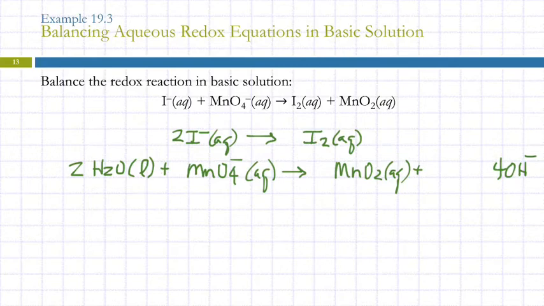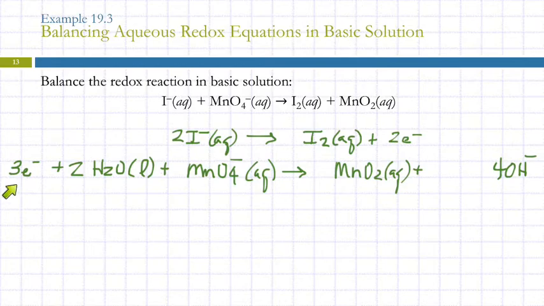Now we need electrons to balance the charges. In this top half reaction, I've got 2 negative charges over here, and I've got 0 over there. So I'm going to add 2 electrons over here, so the charges are the same on each side. Down here, I've got a -1 charge on the left and -4 on the right. So I have to add 3 electrons to this one. Okay.